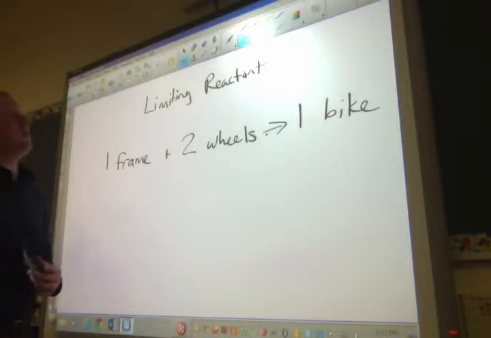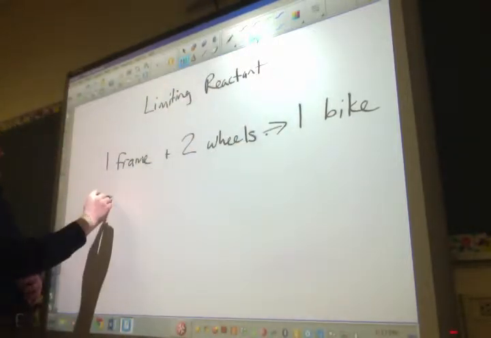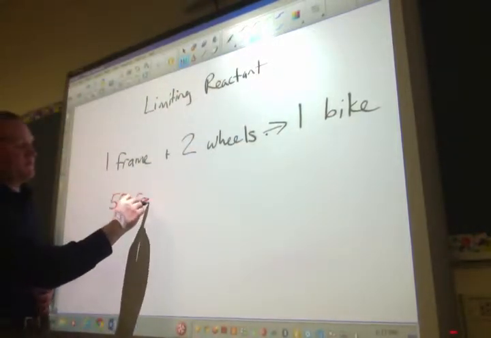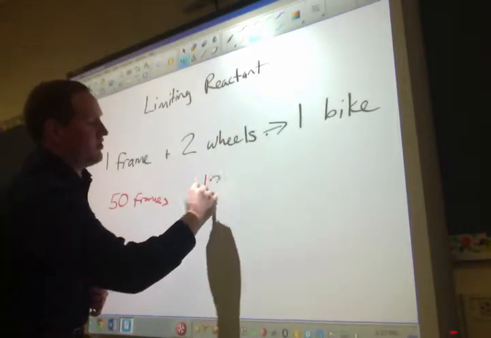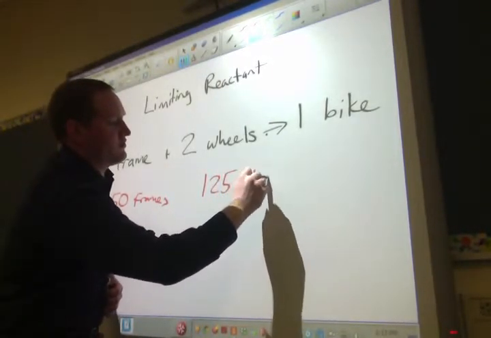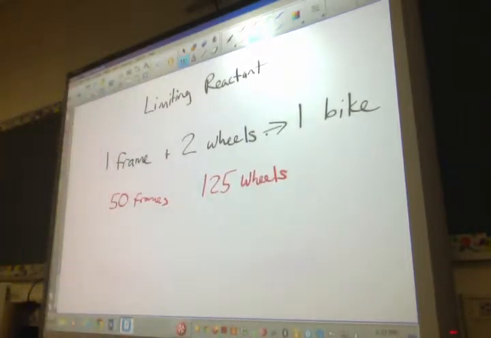Now, what if I told you you had 50 frames and 125 wheels? How many bikes could you make? 50. Okay? So you're going to use up all 50 of your frames, and how many wheels are you going to have left over? 25. 25, right. So this is the idea of a limiting reactant. In the real world, something's going to always run out first. In this case, your frames are going to run out. So you're going to use up all 50 of your frames. You're going to end up with 50 bikes and 25 wheels left over.